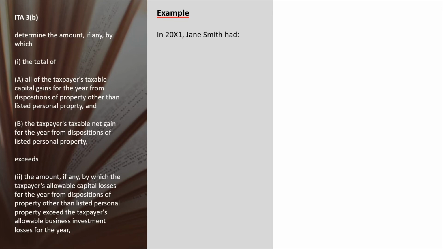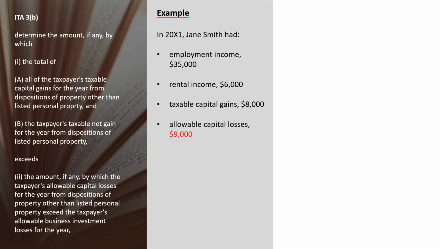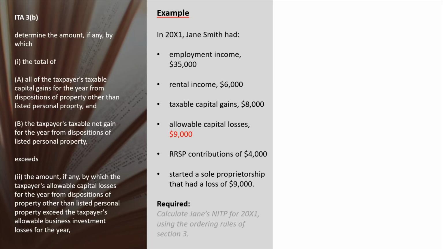In this example, in 20x1, Jane Smith had employment income of $35,000, rental income of $6,000, taxable capital gains of $8,000, and this is the change. We're changing the allowable capital losses. I believe in the last video, this was $7,000. In this video and this example, we're going to make it $9,000. RRSP contributions are $4,000, and they started a sole proprietorship that had a loss of $9,000. The required: calculate Jane's NITP for 20x1 using the ordering rules of Section 3.